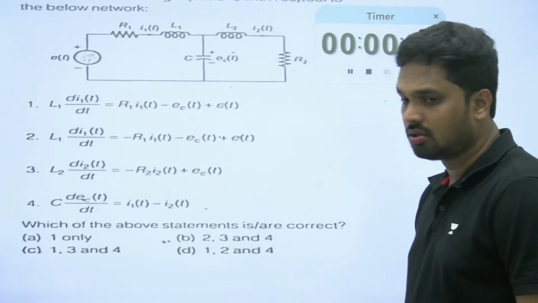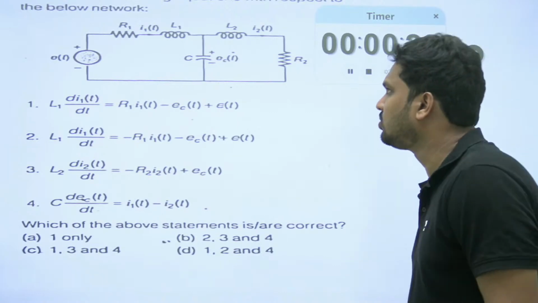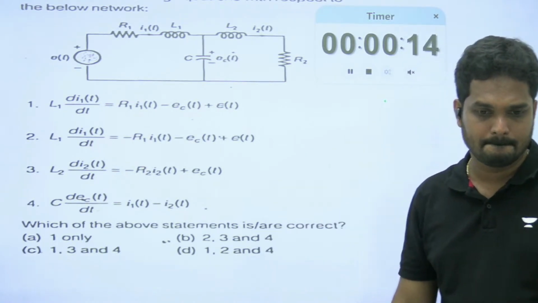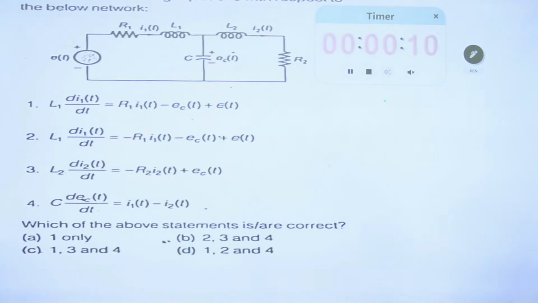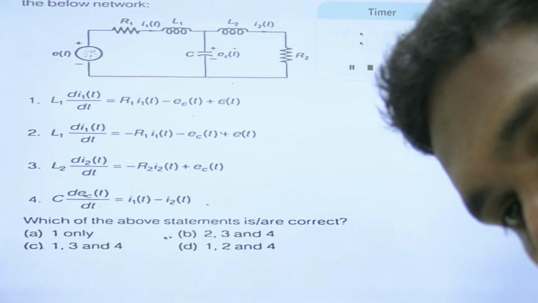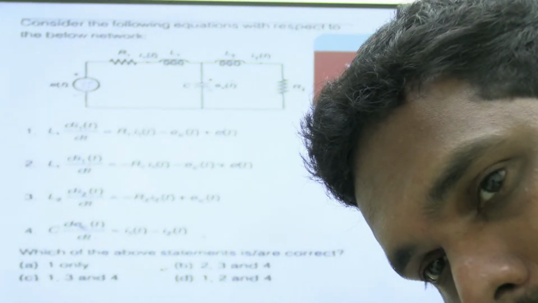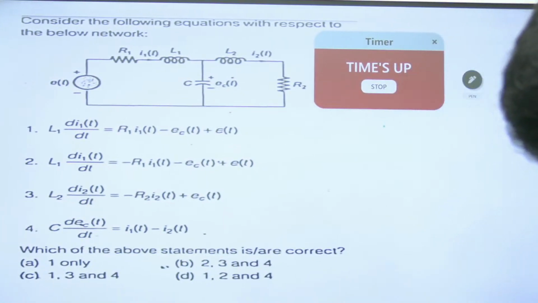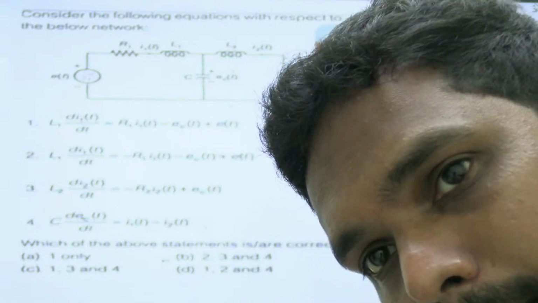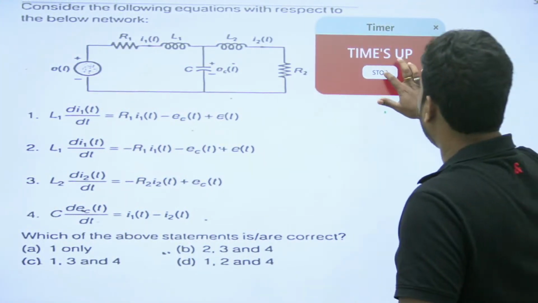ऊपर से क्वेश्चन नहीं दिख रहा है. अरे यार, सॉरी यार. क्या करना. इस क्वेश्चन का स्टेटमेंट तो ये है, विच ऑफ द फॉलोइंग इक्वेशंस आर करेक्ट. अभी सही है ना. टाइम हो गया.